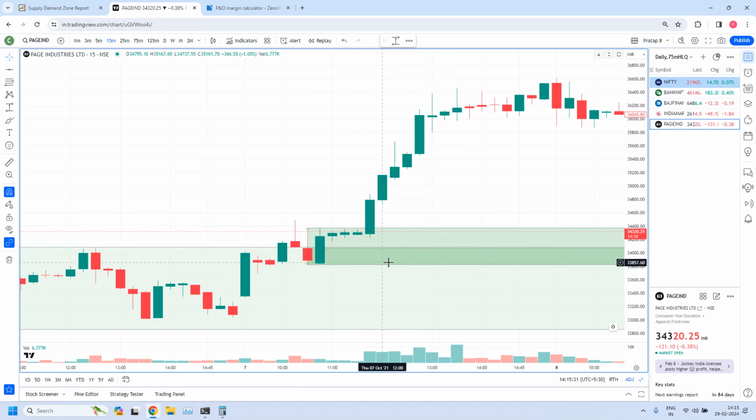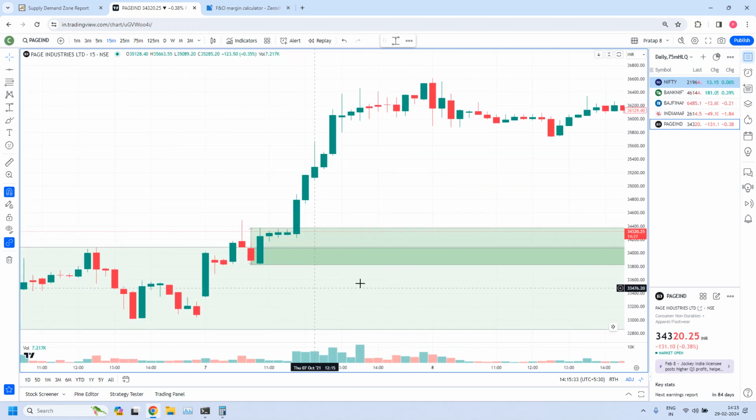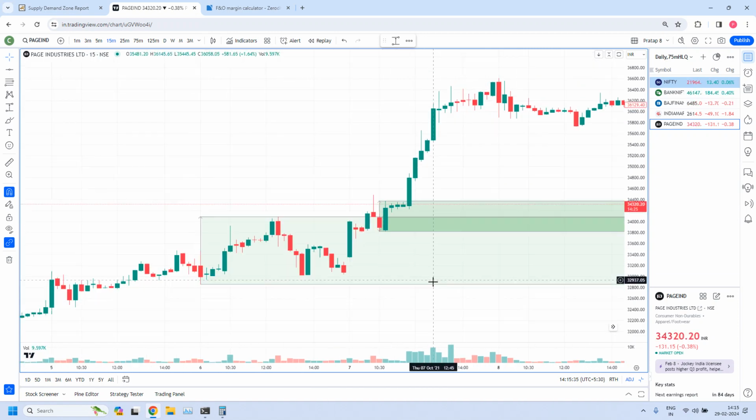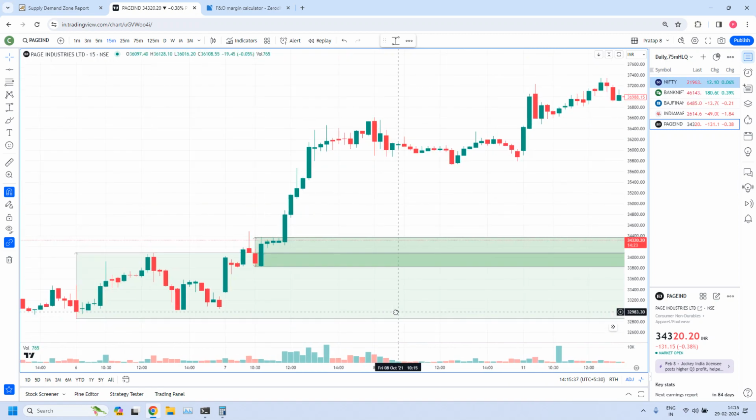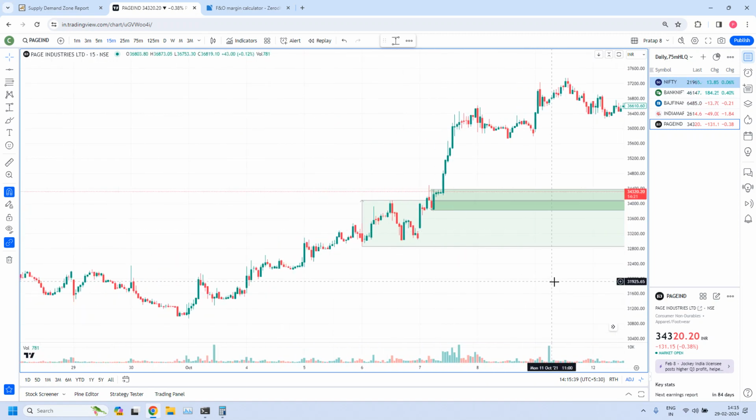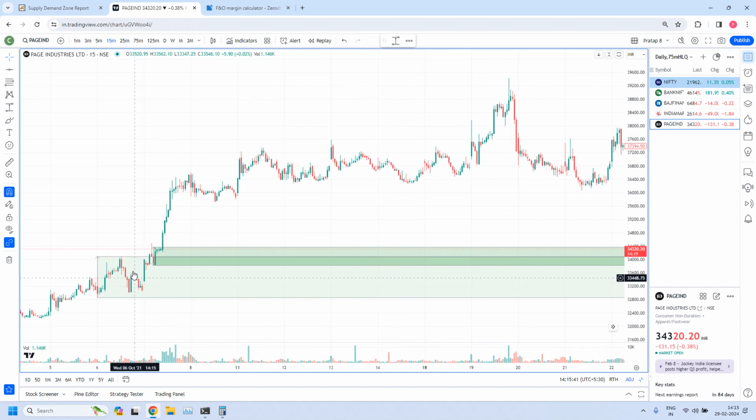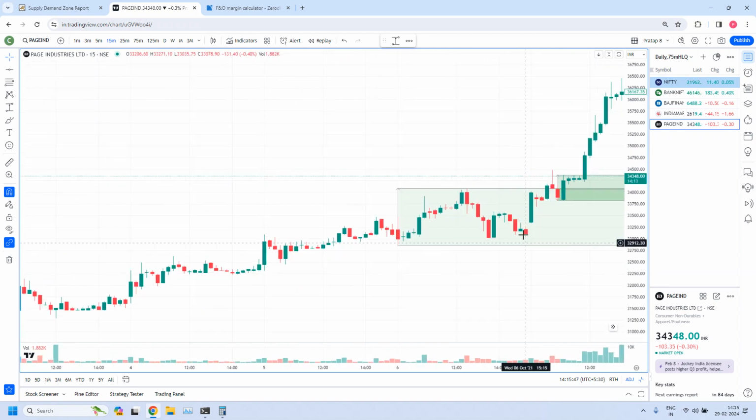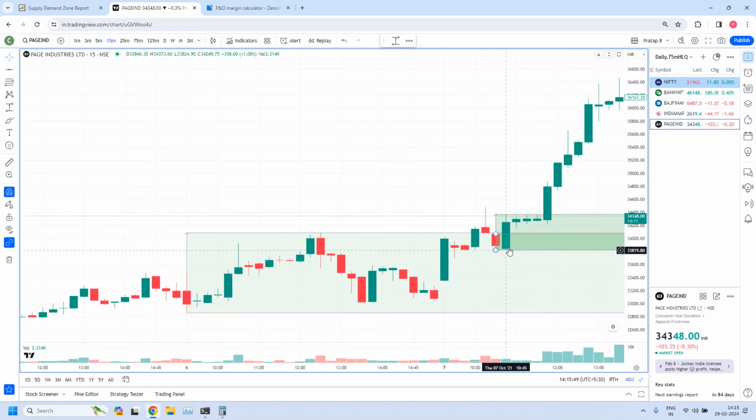But on 5 minutes, what is the structure? We don't know. We don't have clarity on exactly how it is. Is it a good structure? See, definitely this is a fine-tuned area. We have a daily zone. Inside we have a 75-minute zone. Within the 75 minutes, we got a 15-minute zone, not 5 minutes, a 15-minute zone. This 15-minute zone exactly fits inside the daily zone.